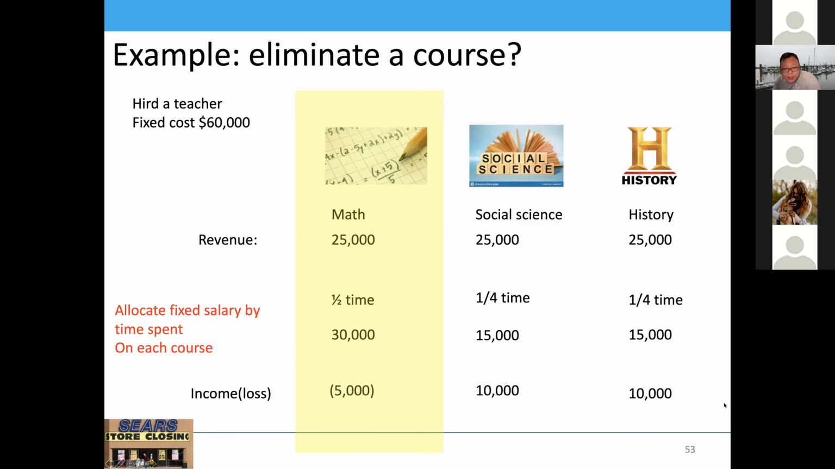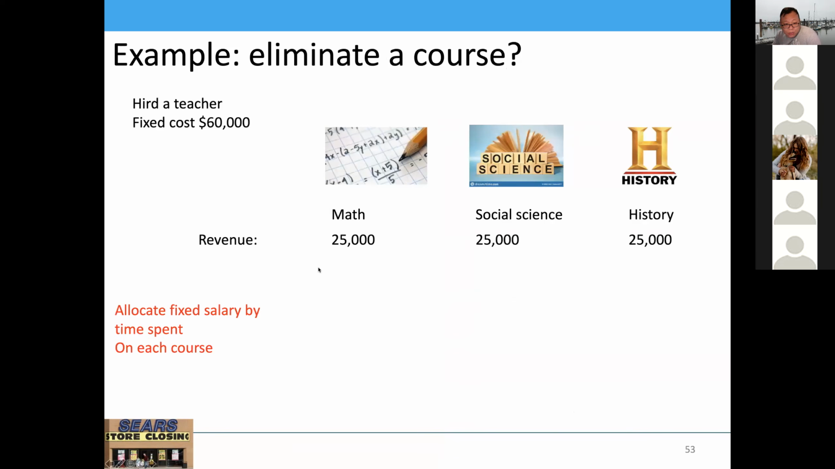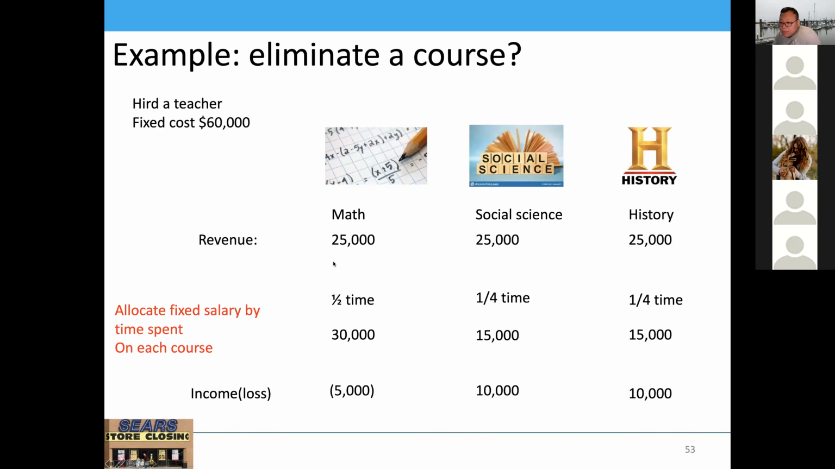Okay. So I want you to think from the last slides. The key is the proper handling of fixed cost and determining if such costs are avoidable or unavoidable. If it's unavoidable, that means fixed cost is irrelevant, right? If fixed cost is always the same, regardless of whether you close the course or not, then fixed cost is irrelevant. In your analysis, you should not consider it, right? So now I want you to look into this again. Is fixed cost avoidable in this scenario?